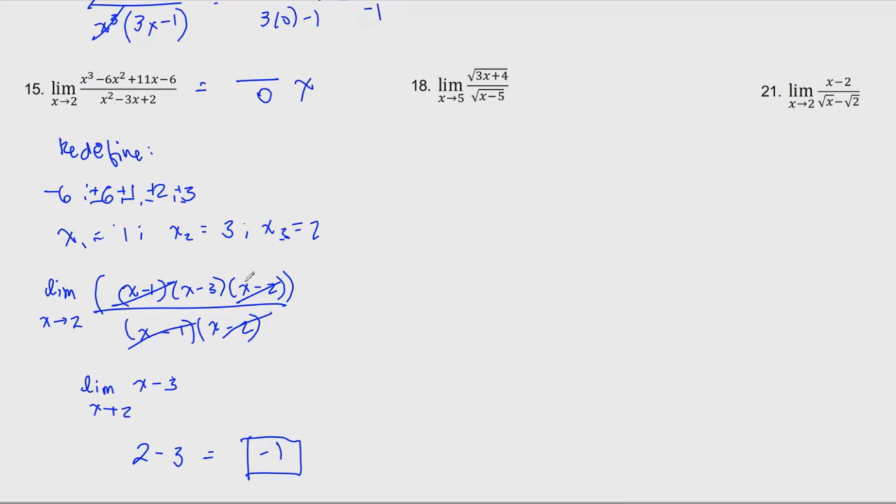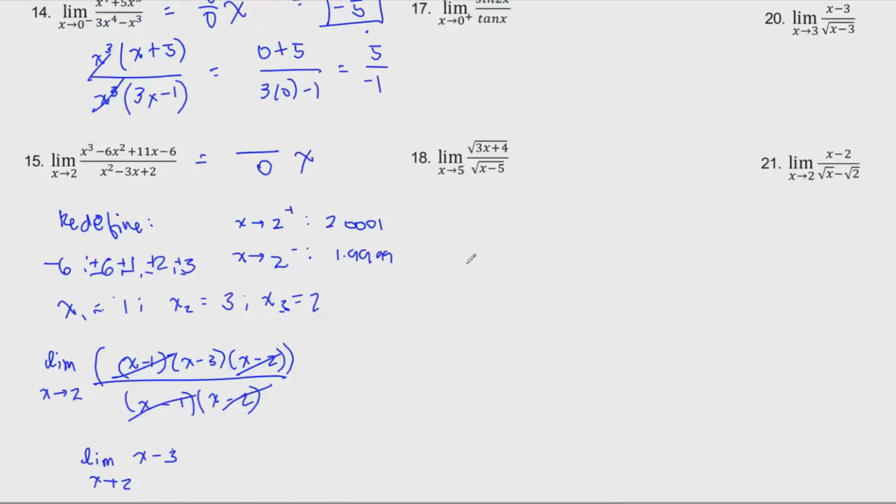You might as well want to try the values around x equals 2. For x approaching from the positive side, you would get 2.0001, and for x approaching from the negative side, you would get 1.999. You can substitute these two values, and these two values should have the same answer, which should be equal to negative 1.